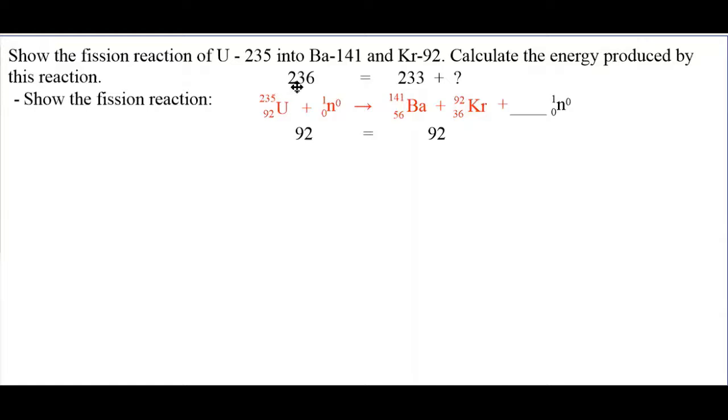So from there, it's just, well, 236 is what I have for total atomic mass units. 233 are spoken for between these two guys, which means I'm missing 3 atomic mass units, which tells me I have 3 neutrons being spat out. So that animation was quite helpful in this regard.